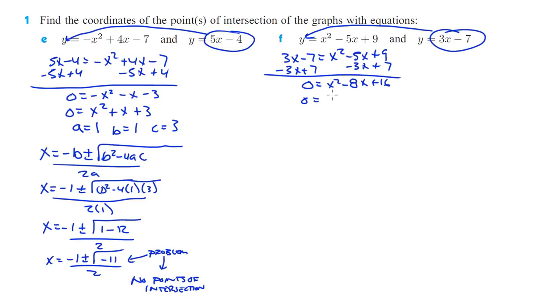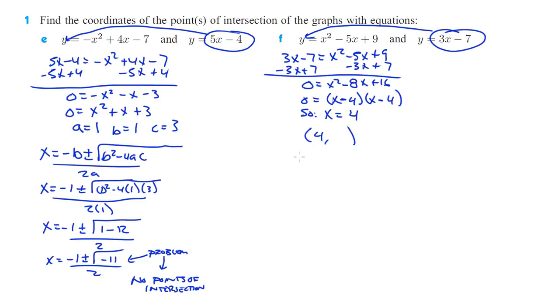Okay, so let's see if this will factor. x and x. Factors of 16 that add up to 8 are going to be 4 and 4. And since they have to add up to negative 8, it's going to be negative 4 and negative 4. So x has to equal 4 and 4. So it's the same one. So that means it's just going to touch at one spot. So our intersection is going to be at 4, something.